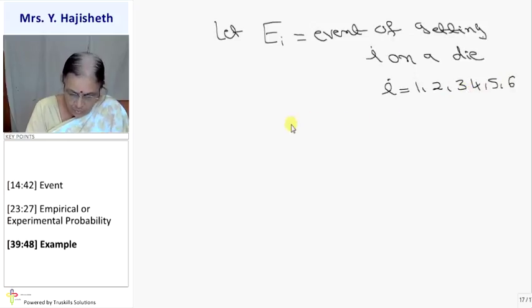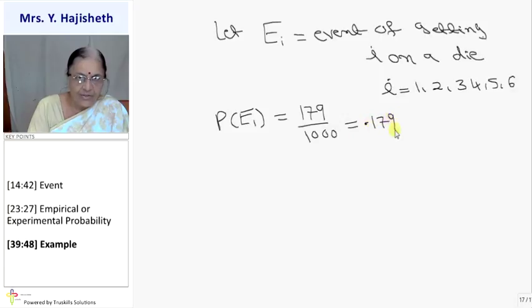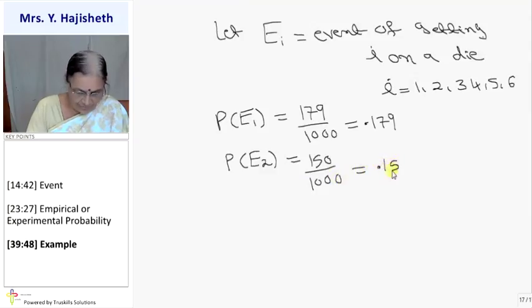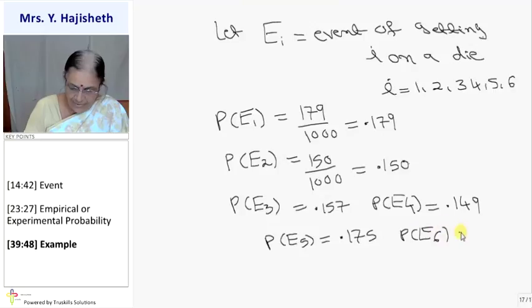Okay. So here P of E1 is given as how many times 1 occurs? Event of getting 1. So it is 179 by 1000. So it is 0.179. What is P of E2? E2 occurs 150 times. So it is 0.150. Similarly, P of E3 is 0.157. P of E4 is 0.149. P of E5 is 0.175 and P of E6 you are getting 0.190.